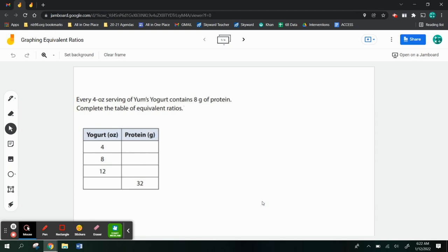This is going to be a video lesson on graphing equivalent ratios, which you should watch on January 12th. On your guided notes, if you're in person, you should receive the guided notes with a lot of blanks, and we're going to fill in all those blanks together.